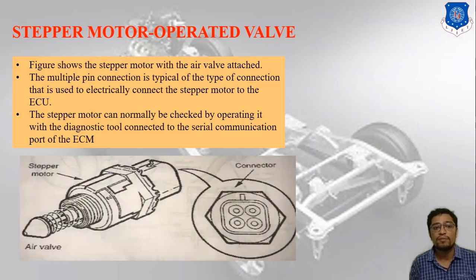Here you can find, on the left side, the stepper motor and air valve, and the second one is the connector. The figure shows the stepper motor with the air valve attached. The multiple pin connection is typical of the type of connection used to electrically connect the stepper motor to the ECU. And the last one is the objective of the stepper motor operated valve.